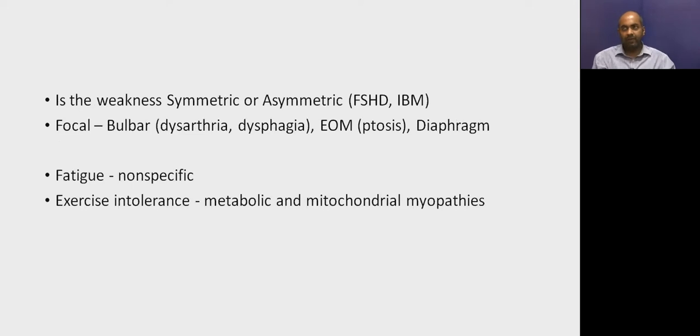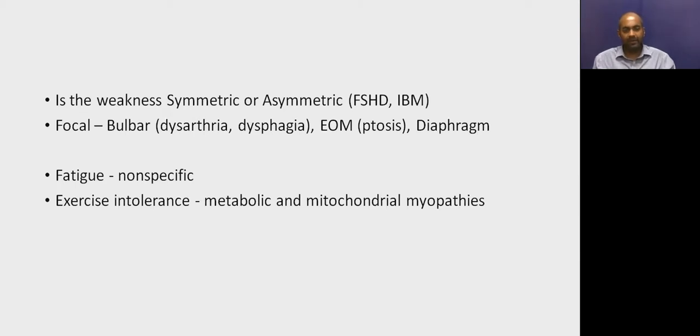Now, once we have the weakness, we should ask whether the onset was symmetric or asymmetric. Most of the muscle disorders are symmetric. There are very rare causes which can cause an asymmetric weakness, like FSHD and inclusion body myositis. We'll come to that. Also, patients can present with focal muscle weakness, like focal bulbar weakness.